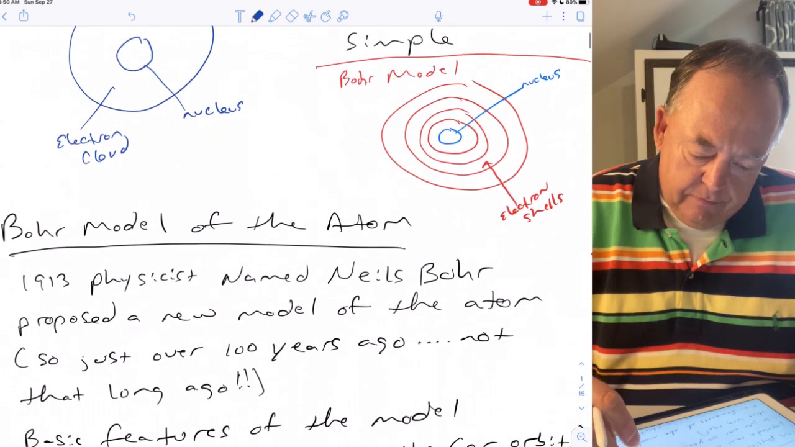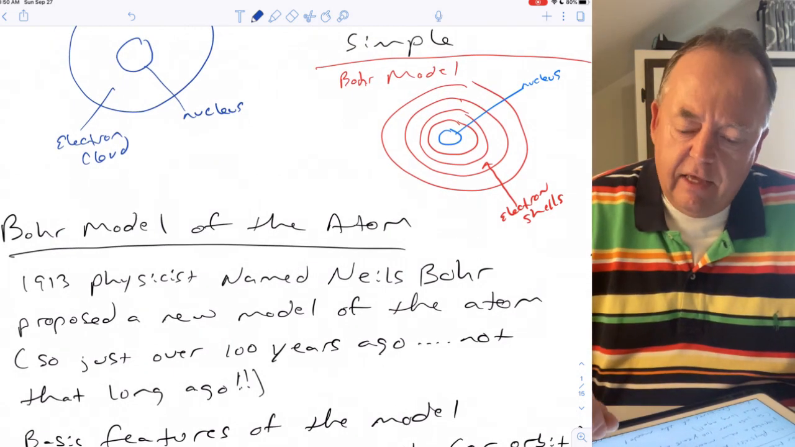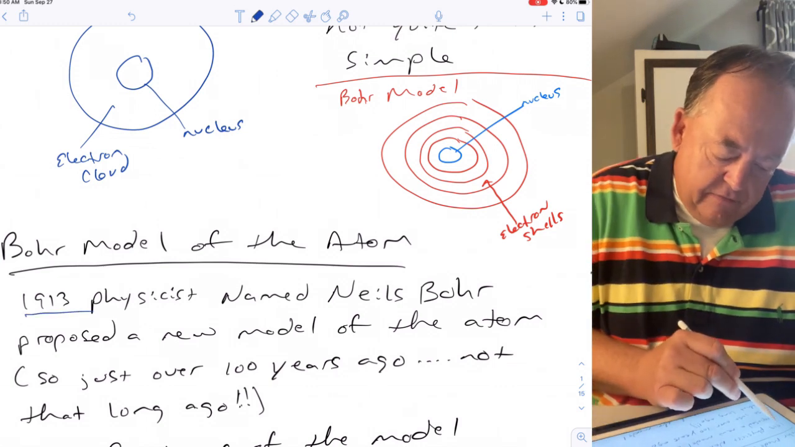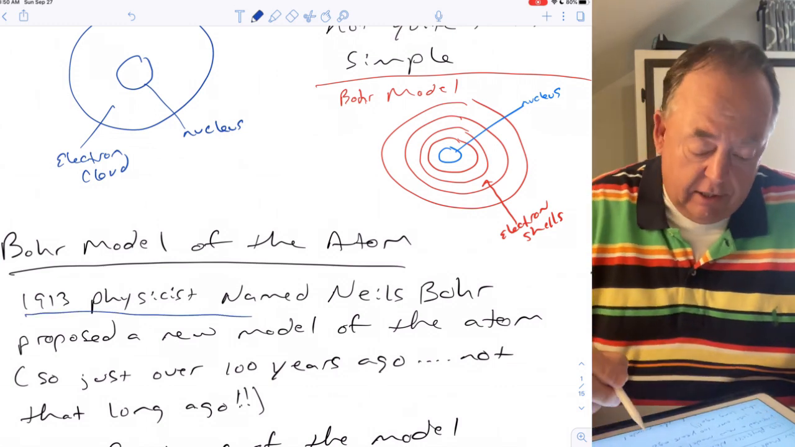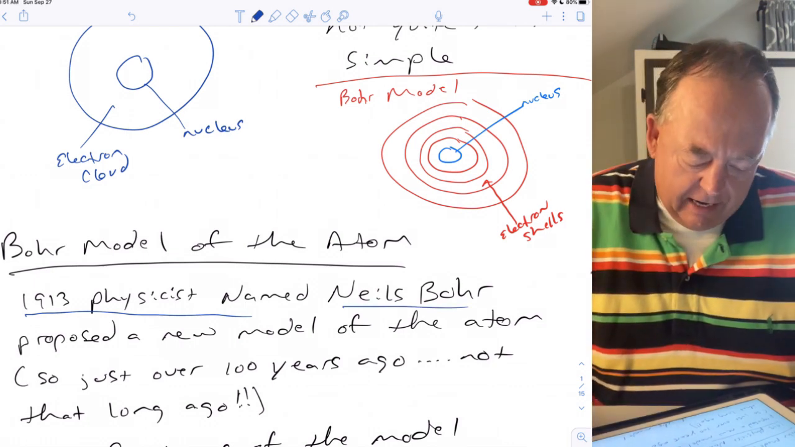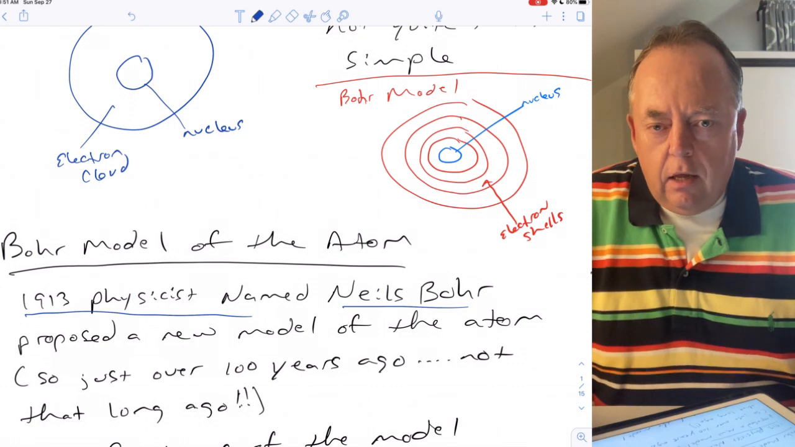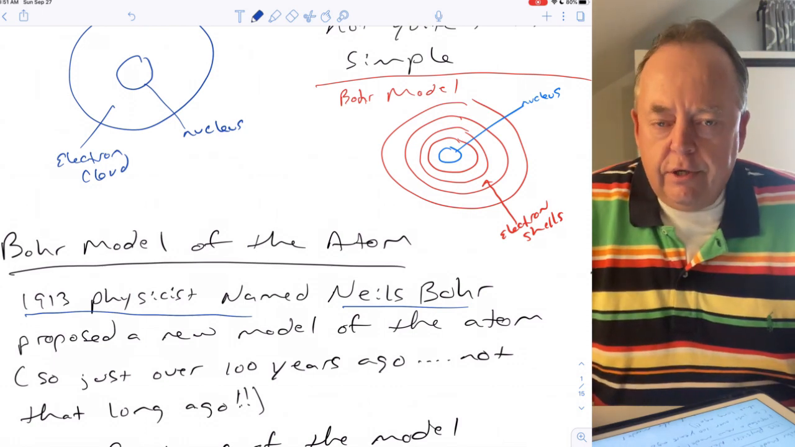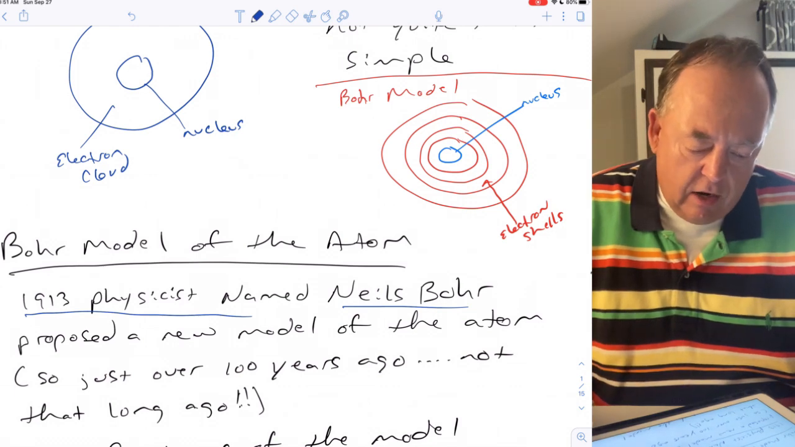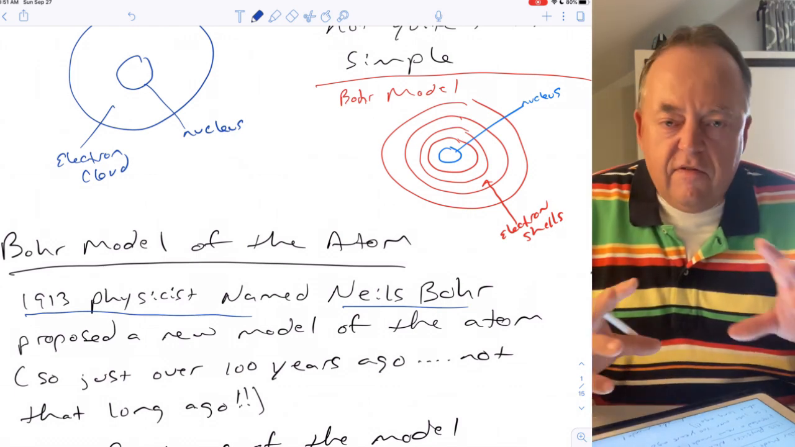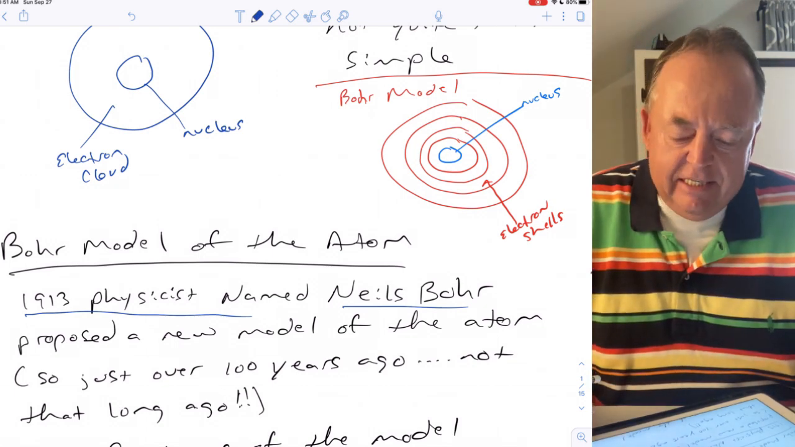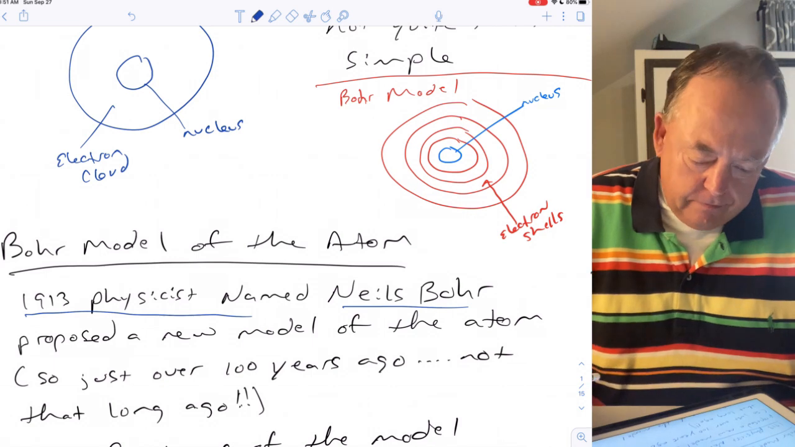And so we're going to go through what's known as the Bohr model of the atom. In 1913, a physicist named Niels Bohr basically proposed a new model of the atom. That's not a long time ago, right? That's just over 100 years ago. So in about 100 years' time, we've gone from knowing very little about the structure of an atom to knowing an extreme amount of detail about it.